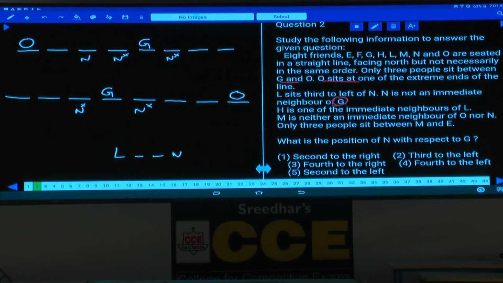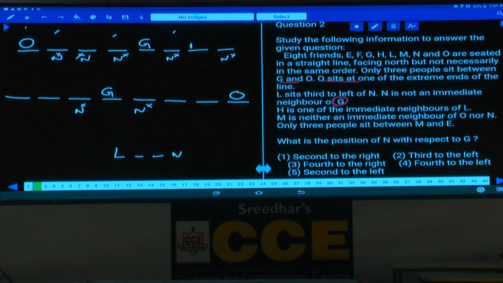Yes, whether N can be here or not. No, if N is here, then "L sits south to the left of N" is not at all possible. Hence N cannot be any one of 1, 2, 3, 4, 5, 6. Then can N be here at the end? If N is here, then G and L must be in the same place. Hence N cannot be here as well.